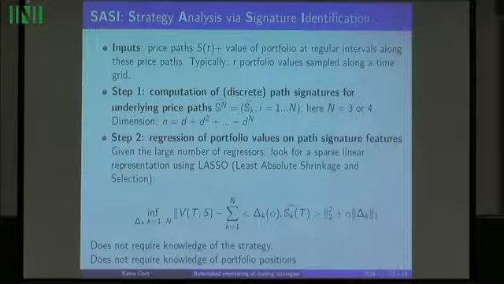Then you compute the discrete path signatures for the underlying price path up to level n. Okay. And then you regress the portfolio values on these path signature features. Path signature features means the components of the signature viewed as a vector. Now, since we're in high dimensions, typically if you look at the level n signature, the number of components is d plus d squared plus d to the n.